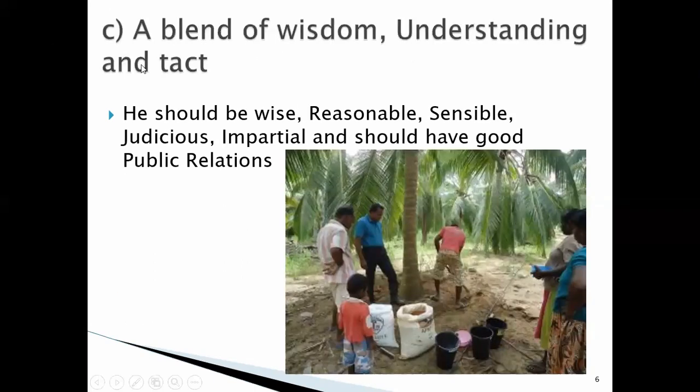And then a blend of wisdom, understanding, and tact. That is, an extension officer should be wise. Wise means knowledgeable, reasonable, sensible, and judicious. Judicious means being able to judge and being impartial. Impartial means you should treat every farmer the same. You can't give priority to anyone.